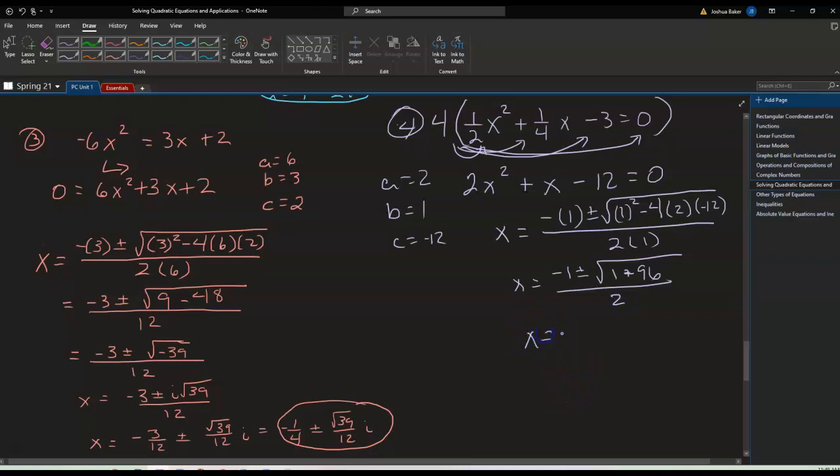And this one is nice and easy because once I add those two things together, I'm not going to be able to simplify the square root of 97. We're finished right there.